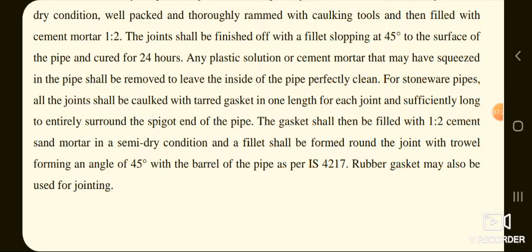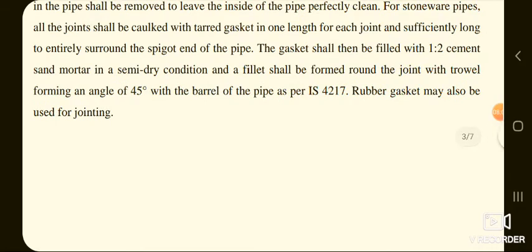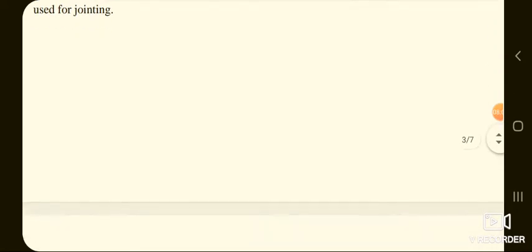For stoneware pipes, all the joints shall be caulked with tarred gasket in one length for each joint and sufficiently long to entirely surround the spigot end of the pipe. The gasket shall then be filled with 1:2 proportion cement sand mortar in a semi-dry condition, and a fillet shall be formed round the joint with trowel, forming an angle of 45 degrees with the barrel of the pipe as per IS 4217. Rubber gasket may also be used for jointing.